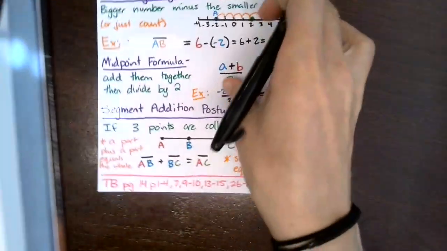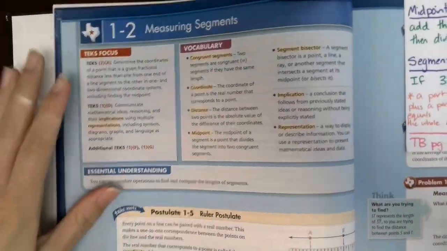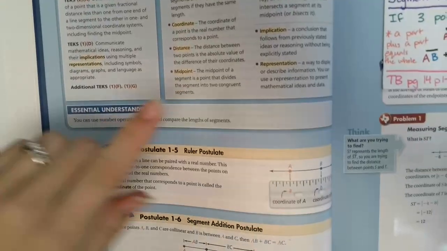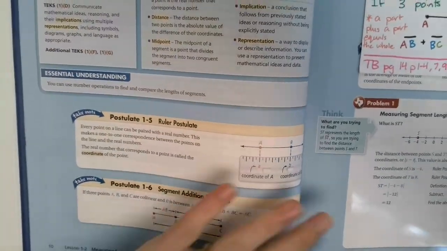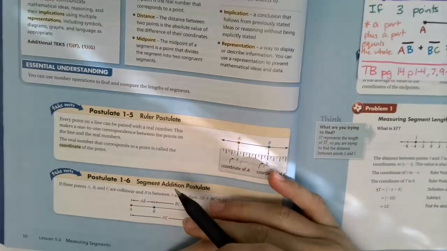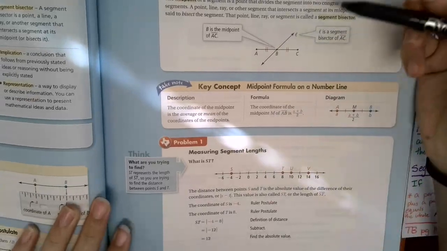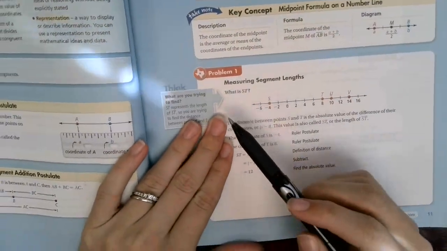So on textbook page 14, this is the introduction to 1-2, Measuring Segments. This is everything that we just talked about. I'd highly recommend looking over this as well. It goes into more detail than my notes do. And here's some more key concepts. And then here's an example problem.